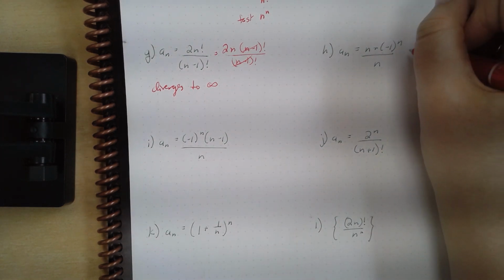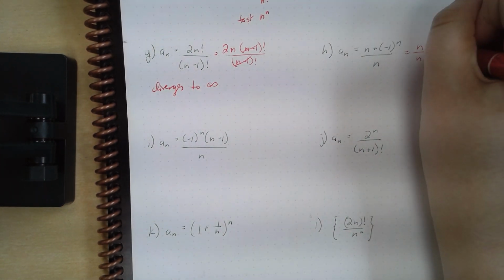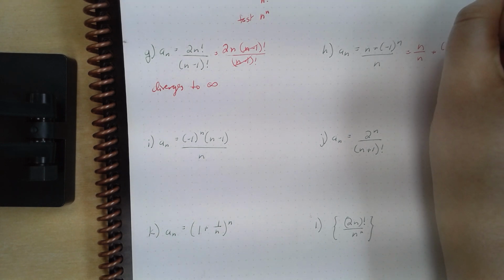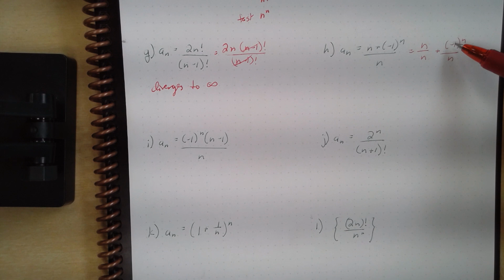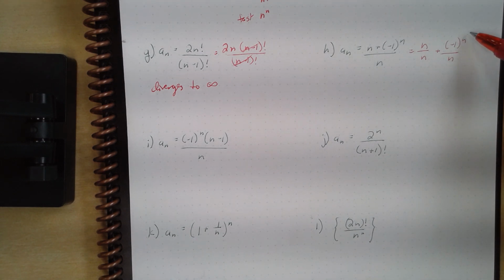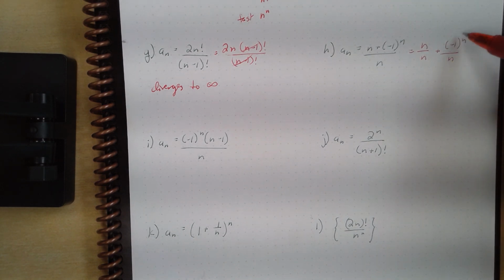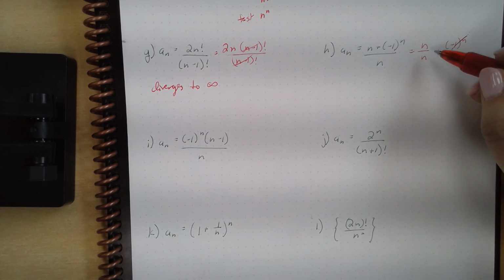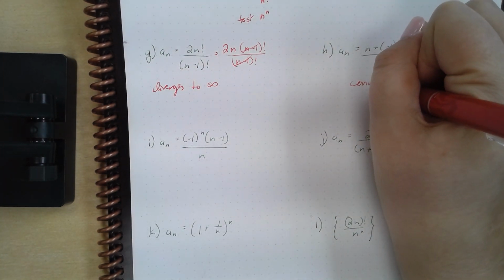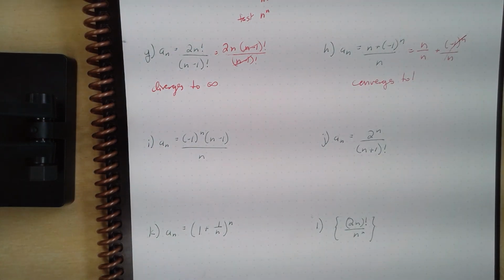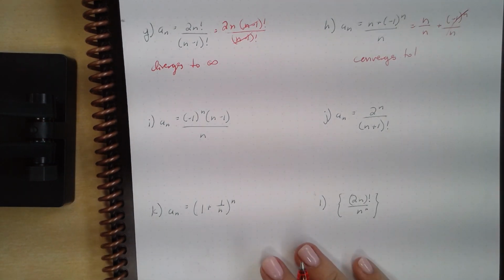Okay. Letter H, a sub n equals n plus negative 1 to the n power over n. Well, I can rewrite that as n over n plus negative 1 to the n over n. And this negative 1 to the n over n, that's just going to basically become 0, right? So n over n, this is going to converge to 1. Converges to 1.